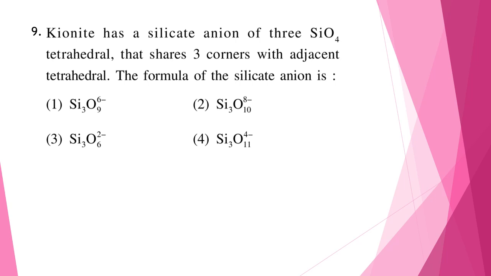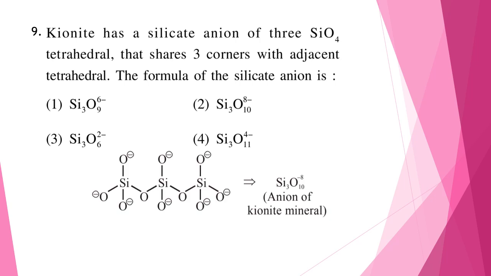Question 9. Kyanite has a silicate anion of SiO4 tetrahedra that share 3 corners with adjacent tetrahedra. The formula of the silicate anion is. You should be able to imagine the structure. It will be in the form as given. It will have 3 silicon atoms and 10 oxygen atoms, and the total negative charge will be -8. So here the correct answer will be Si3O10 8 negative. So that is option number 2.